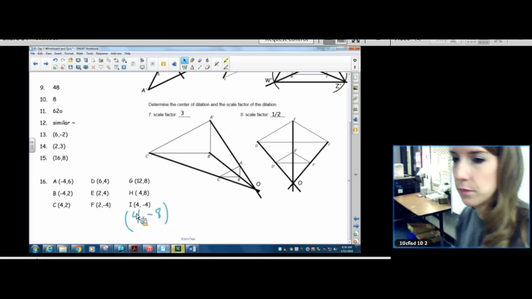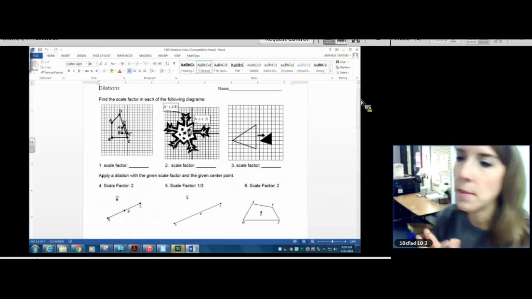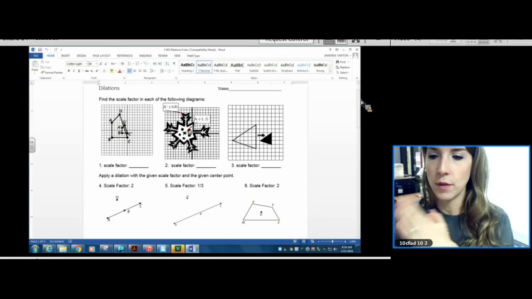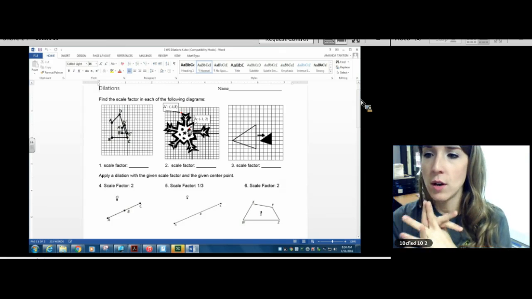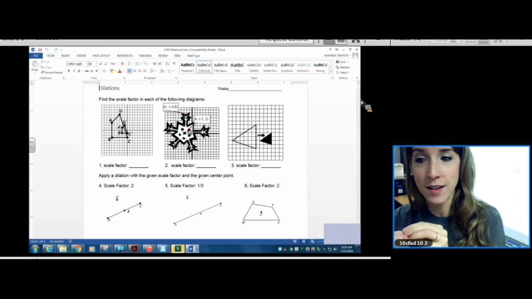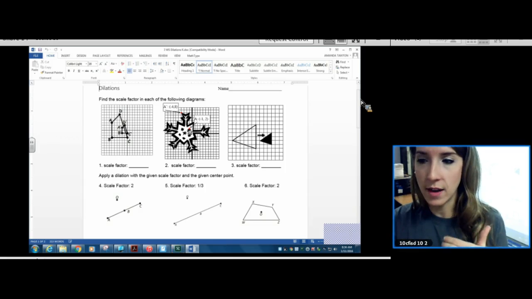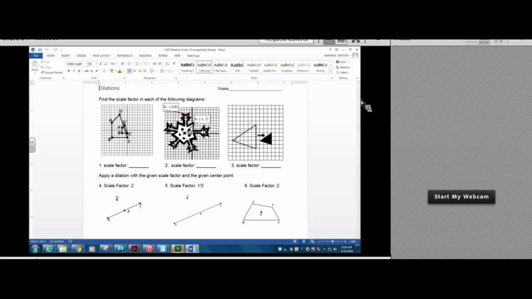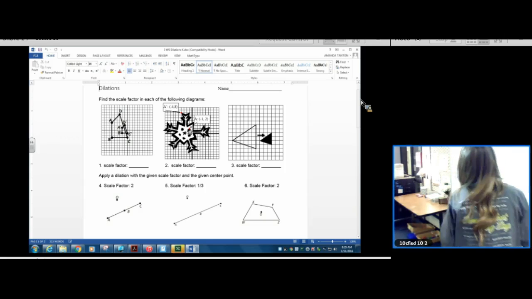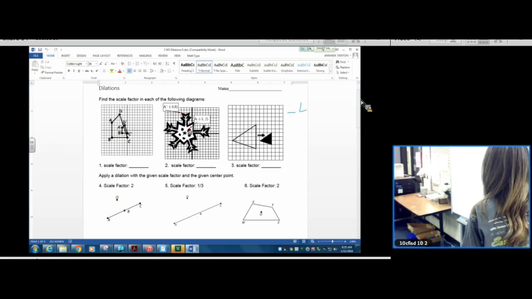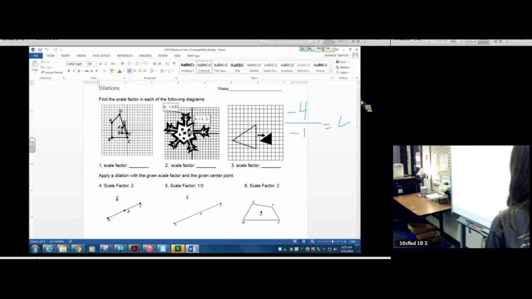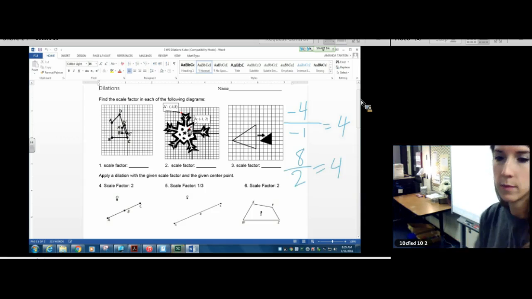Okay, number 2. So number 2, when we're looking at the snowflake one, we know the scale factor is always second over first. Second over first. So we're going to take a value from the second one and put it over a value from the first one. How do I know which one is first and second? They have the primes. Alright, so I'm going to take a value from the A prime, and I'm going to put it over the corresponding value from A. So we're just going to get 4. If we had done 8 over 2, we would have also gotten 4.